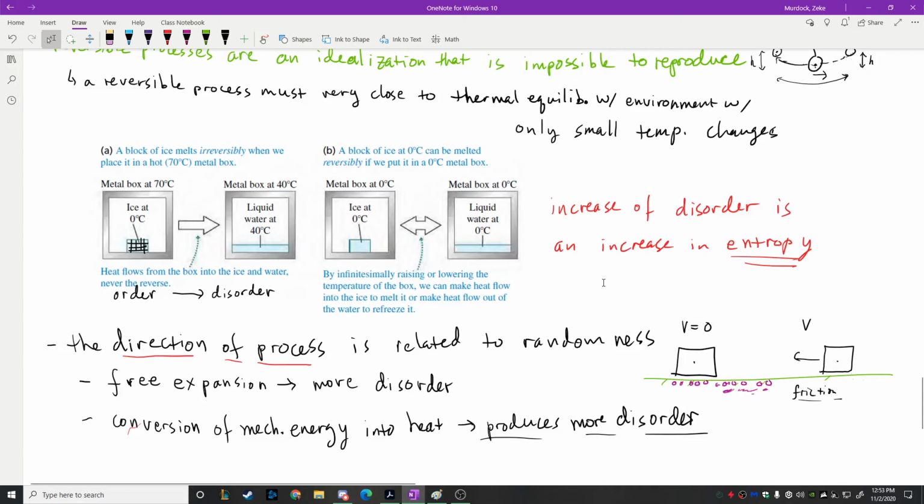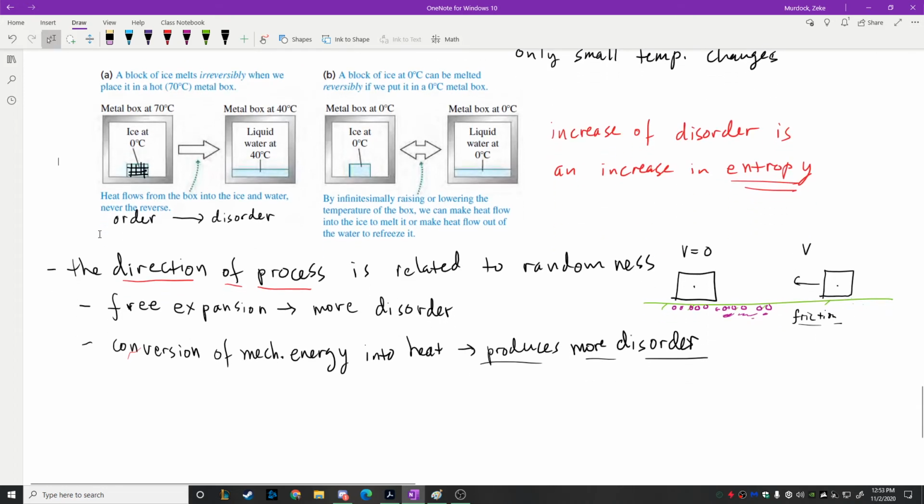And again, to reiterate that, a glass can fall and break. It is very difficult for the individual pieces of the glass to reform themselves. Ice can melt. It is virtually impossible in and of itself for a hot object to suddenly absorb energy from a same temperature object and then suddenly become ice again. That doesn't happen. This process will never go the other direction unless we actively make it happen. All right, any questions?